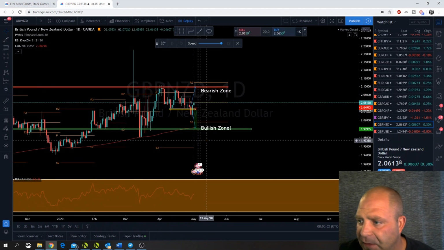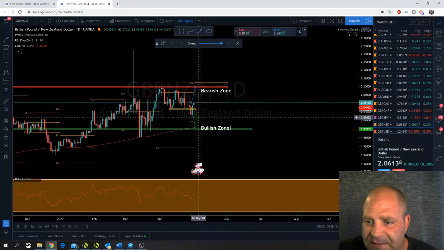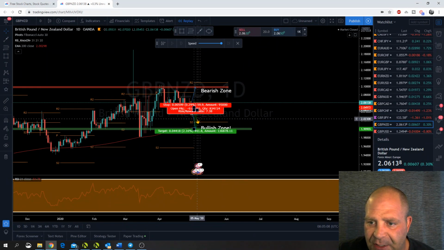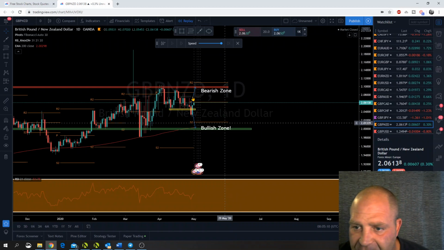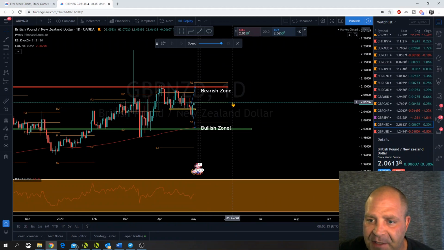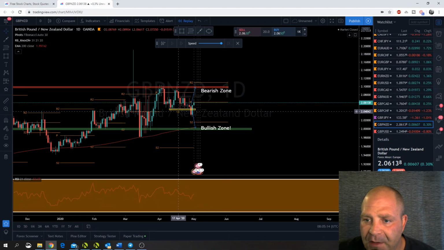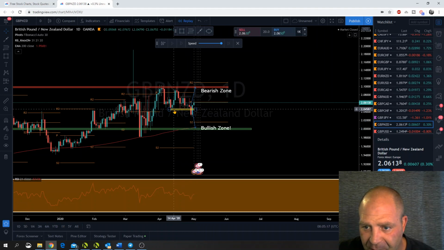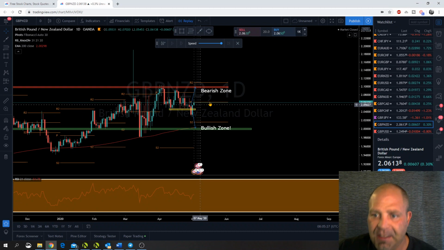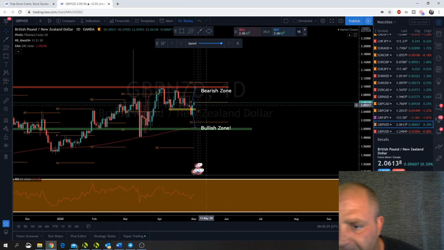British pound NZD. You can see we called out a short trade off of this indecision zone. Price went back to its pivot. So my little make or break call out here. Boom! It broke through. So what I was looking for is a retest and then a sell. That's that botched trade. And then look, it came back to its pivot.